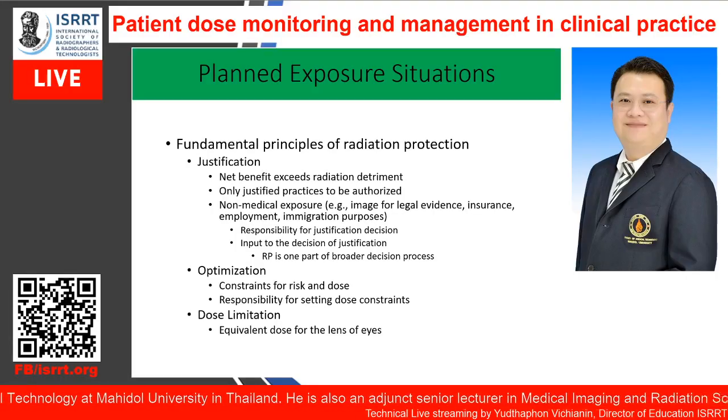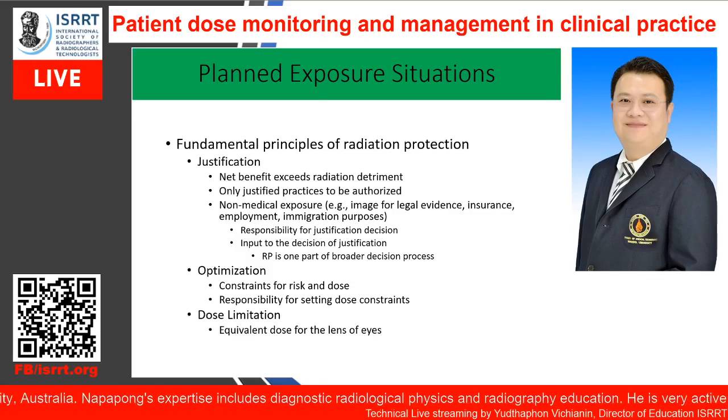Responsibility for the justification decision mainly belongs to radiologists, but radiographers as frontliners, we meet the patient first, we see the request first, we do justification also. So input to this decision of justification, radiation protection is part of the broader decision process. For example, when a patient is referred for CT, and if we or the radiologist think that the answer the referring physician wants can be obtained by ultrasound instead, that means if we go further to do ultrasound, we protect the patient from exposure to ionizing radiation 100%, right?